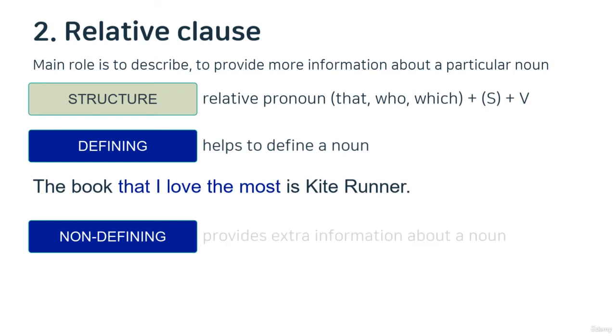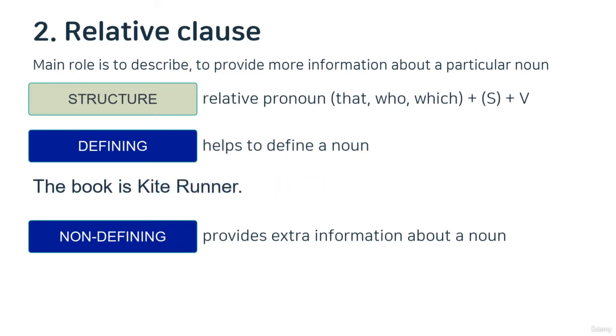On the other hand, a non-defining relative clause is a relative clause that provides extra information. So the sentence would still be complete without that relative clause. And in this sentence, this relative clause helps to define the noun, the book. Without this relative clause, this sentence would be incomplete. If we just read "the book is Kite Runner," then we'll be wondering what the book is referring to. Therefore, this relative clause helps to define what the book is.